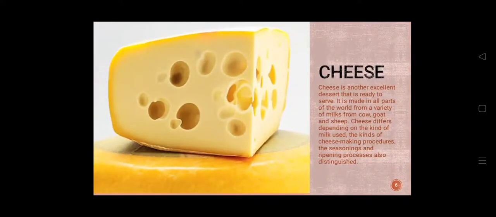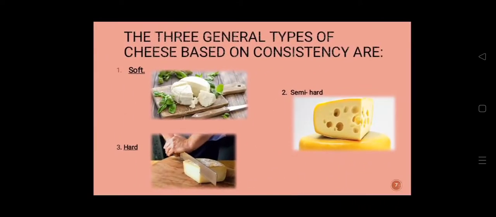Next kind of dessert is the cheese. Cheese is another excellent dessert that is ready to serve. It is made in all parts of the world from a variety of milks from cow, goat, and sheep. Cheese differs depending on the kind of milk used, and the kinds of cheese-making procedures, the seasonings, and ripening processes also distinguish it. There are three general types of cheese based on consistency. They are the soft one, the semi-hard, and the hard type of cheese.